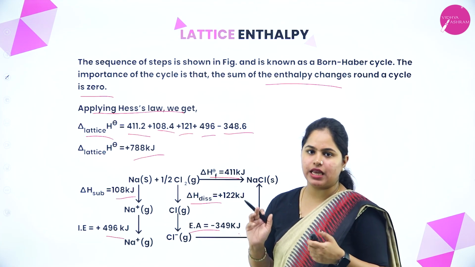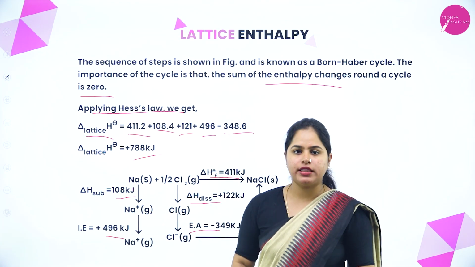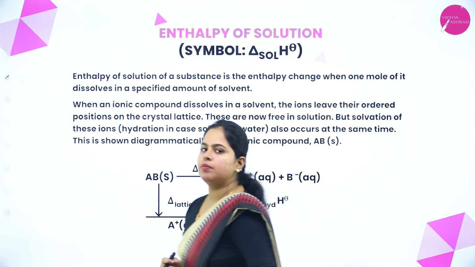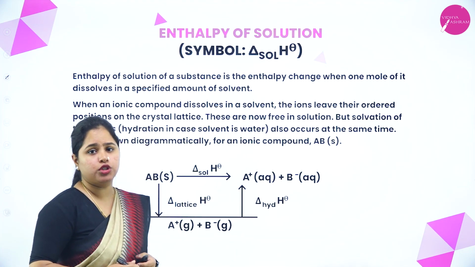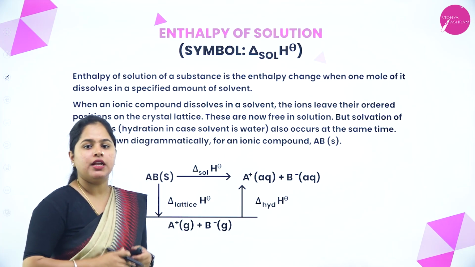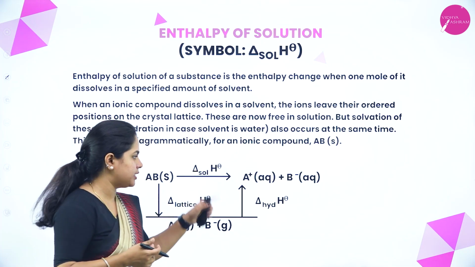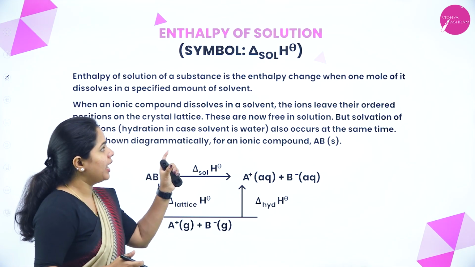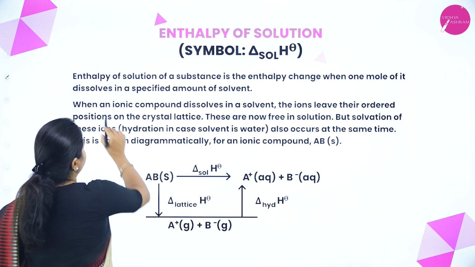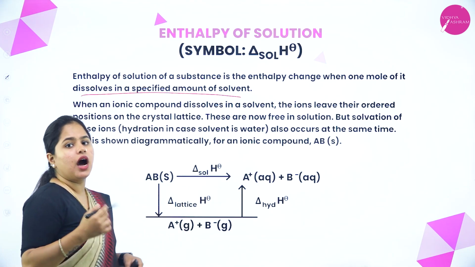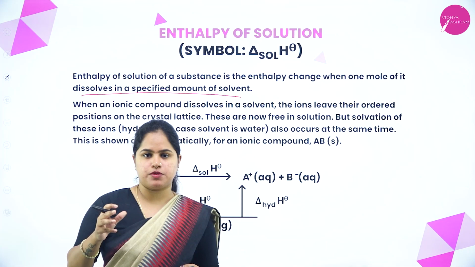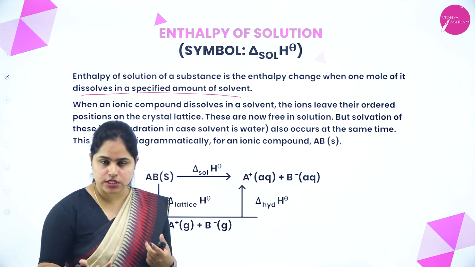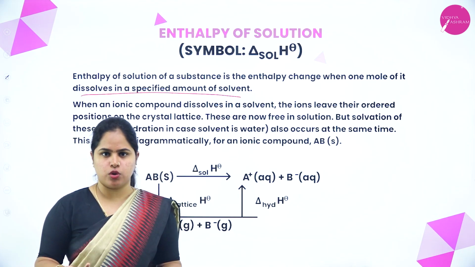So this is lattice enthalpy and how we can calculate it using all the other enthalpies associated with the reaction. Now moving on to the next one, that is enthalpy of solution. Let us understand what enthalpy of solution is and let's see how we can calculate it as well. The enthalpy of solution of a substance is the enthalpy change when 1 mole of it dissolves in a specific amount of solvent. So when 1 mole of a substance dissolves in a specific amount of solvent, the enthalpy associated with it is called the enthalpy of solution, right?